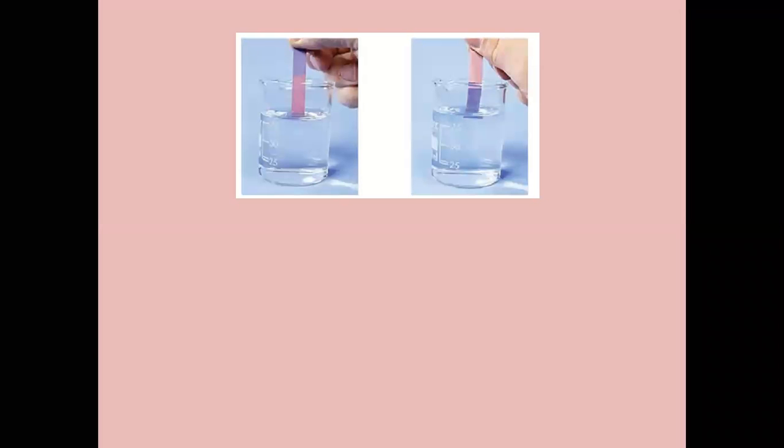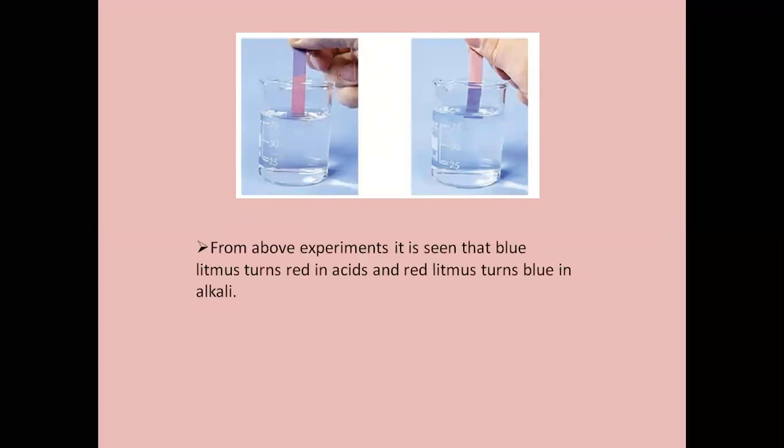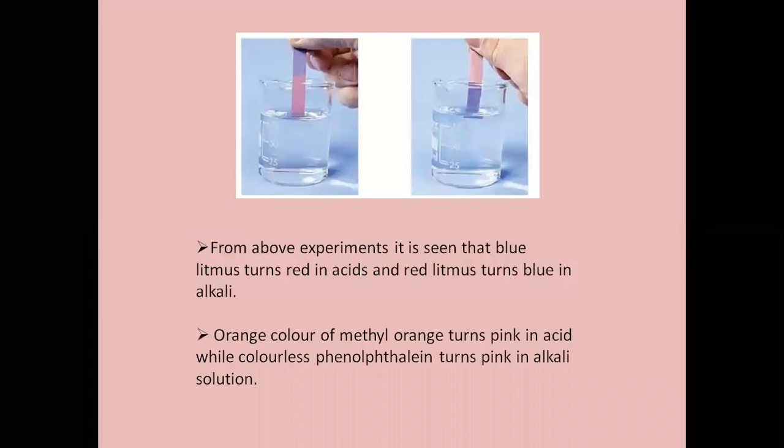Can you all see in the first beaker, there is a blue litmus paper which is turning red. Basically, the color is not exactly red, it is slightly pink. But we say the color change is red. And the next beaker shows red litmus paper turning blue. So from the above experiment, it is seen that blue litmus turns red in acid, red litmus turns blue in alkali, orange color of methyl orange turns pink in acid, while colorless phenolphthalein turns pink in alkali solution.